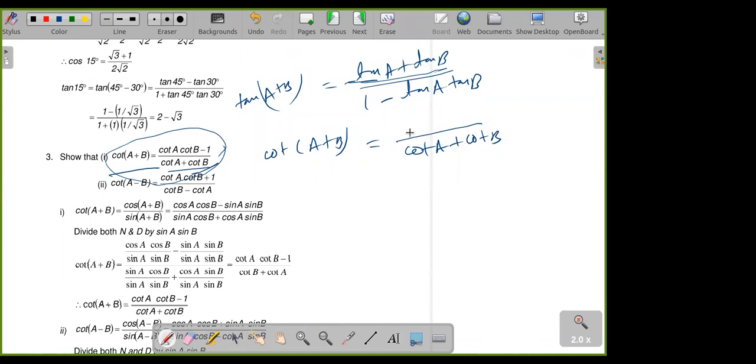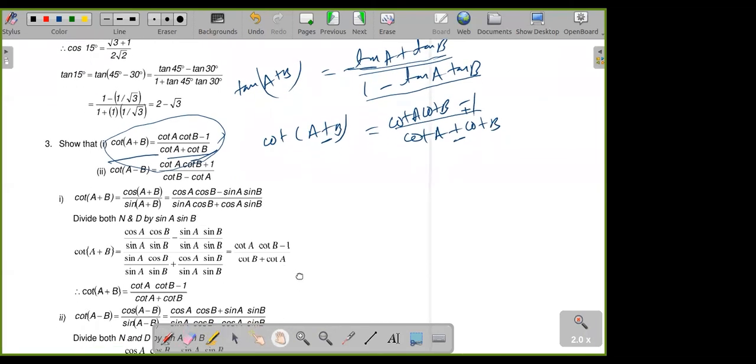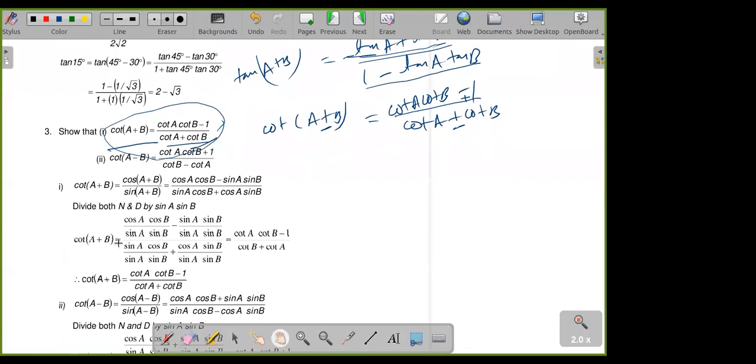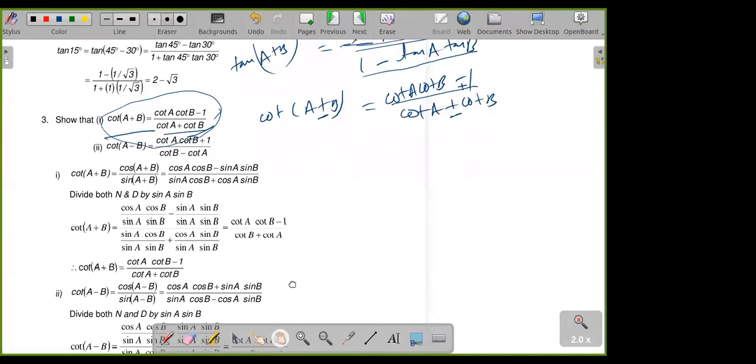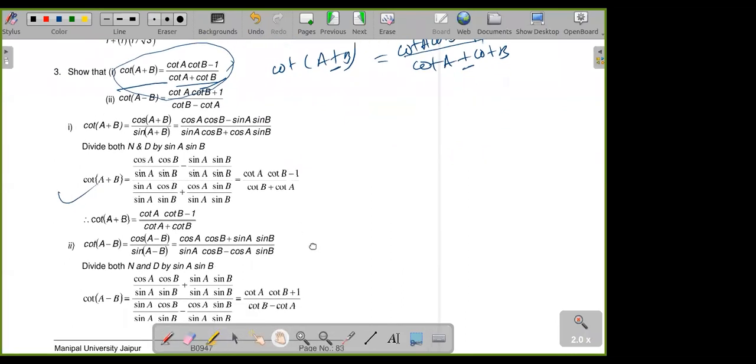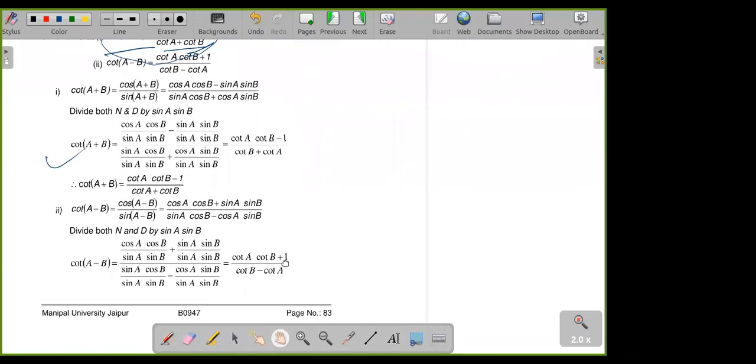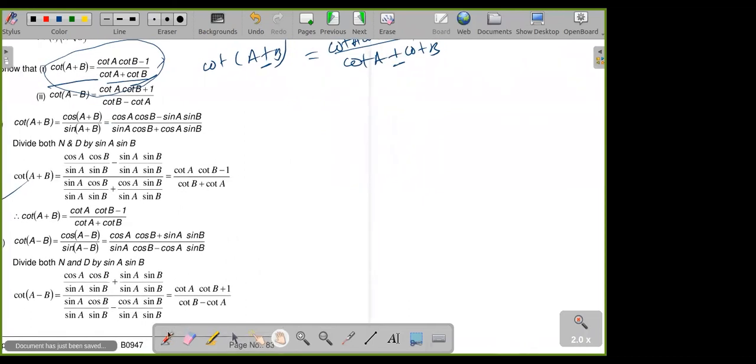That means cot A cot B minus 1, similarly. And if you exchange the sign, like cot A minus B, then it will be plus here, and in the lower side it will be minus here. This is the proof. If you want, you can see it. If you can't get it, I will explain. I think this is an easy one.